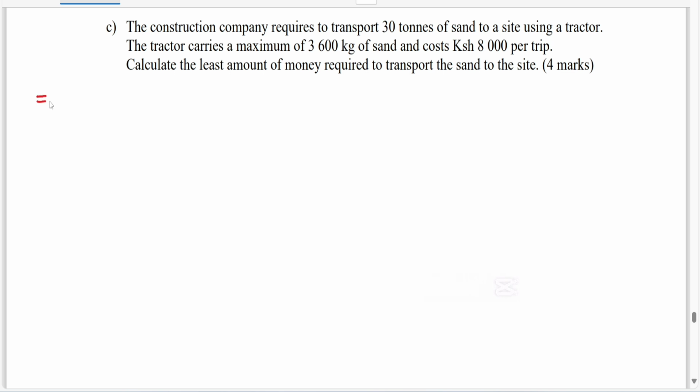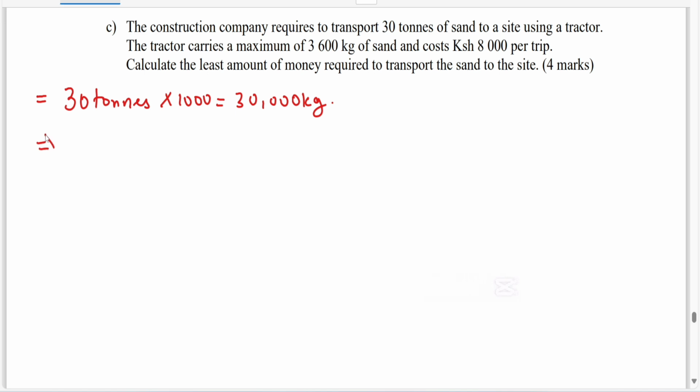So this question says the construction company requires 30 tons of sand to a site using a tractor. The tractor carries a maximum of 3,600 kgs of sand and costs 8,000 shillings per trip. Calculate the least amount of money required to transport the sand to the site. So remember, 30 tons of sand. So kama jamaa wahitaji 30 tons. Tuko sawa? Now if you want to change from tons to kgs, we need to multiply by 1,000 because one ton is equal to 1,000 kg, therefore giving us 30,000 kgs which are required to be transported.